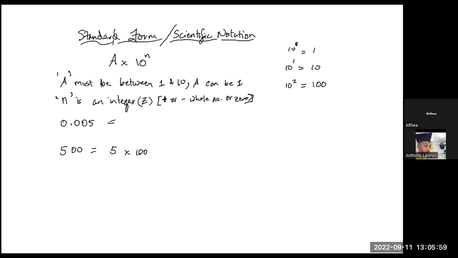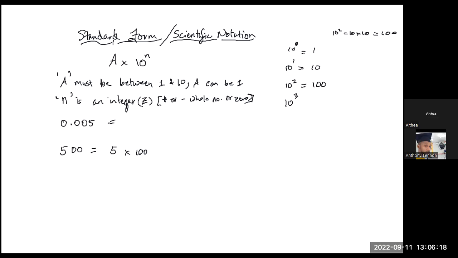You see, when you reach here, it's like saying 10 times 10. 10 to the second power is really 10 times 10, which is really 100.